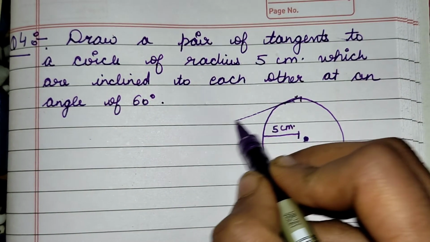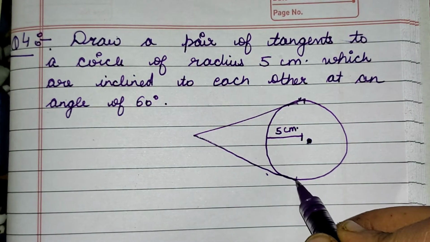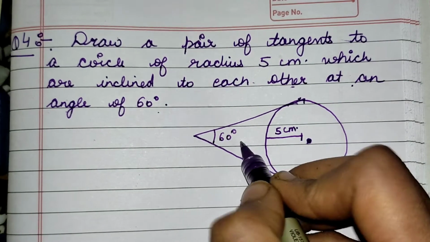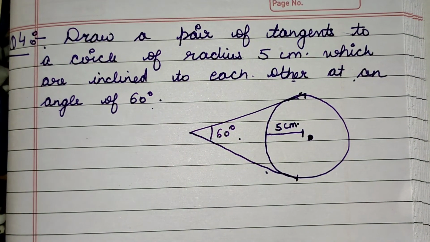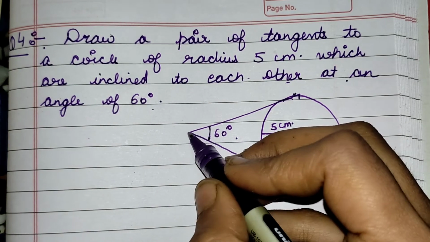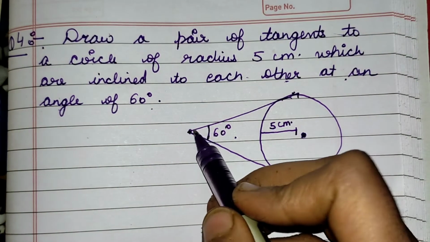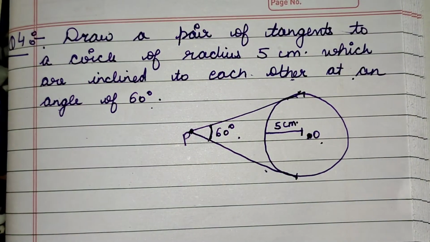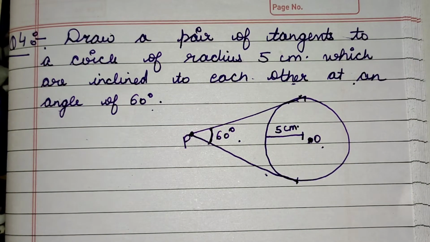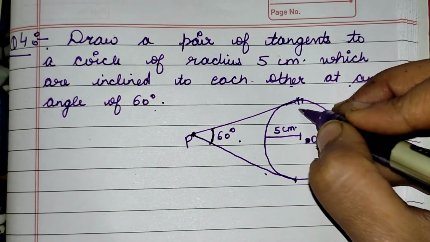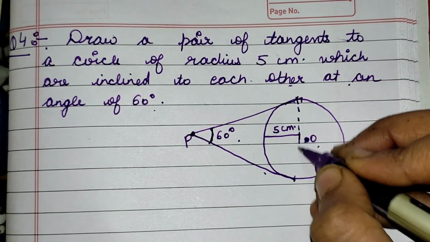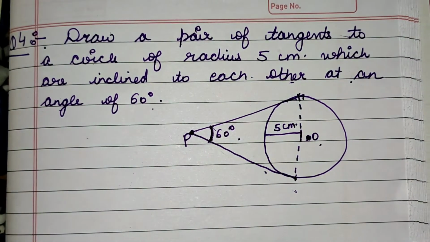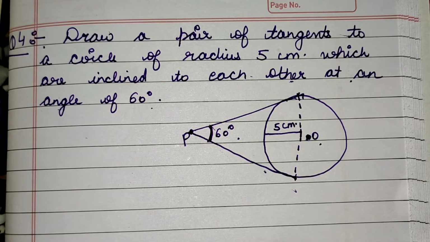You have to draw two tangents to this circle which are inclined to each other at an angle of 60 degrees. Okay. So how will you draw this angle of 60 degrees? How will you come to know where you have to draw this point P and how to get this angle of 60 degrees? We will start the question from the reverse. That means we will find out the other angles of this quadrilateral, and then automatically this angle is going to be 60 degrees.